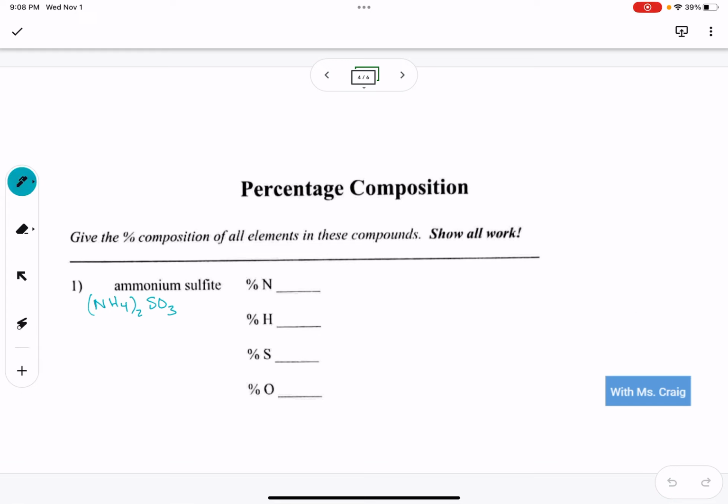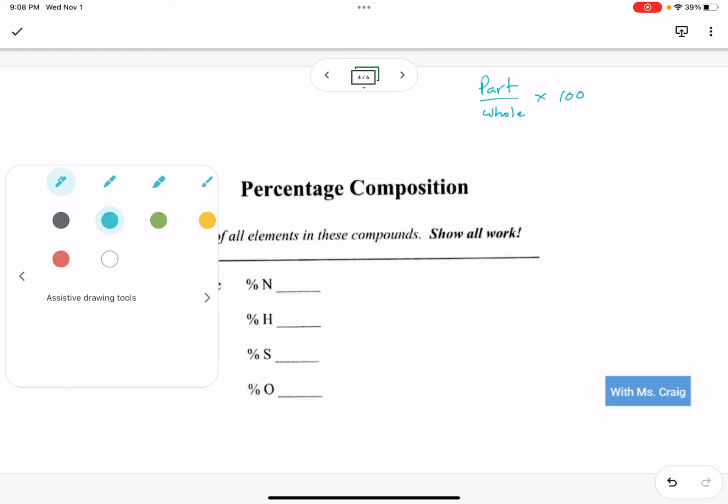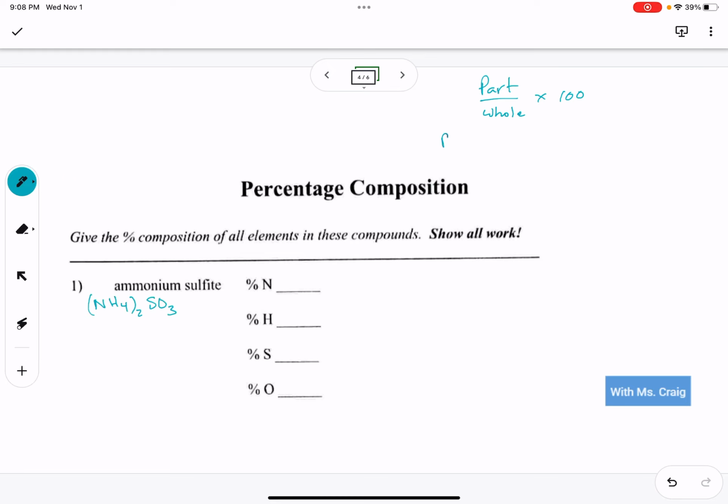Because remember, percent composition is always part over a whole times 100. Okay, so our parts are going to be the molar masses of the individual elements, and then the whole is the sum of all of the molar masses.